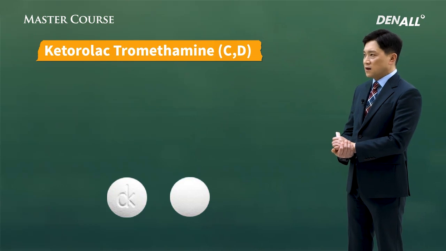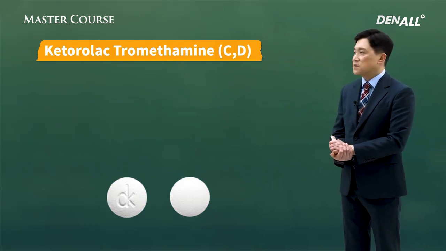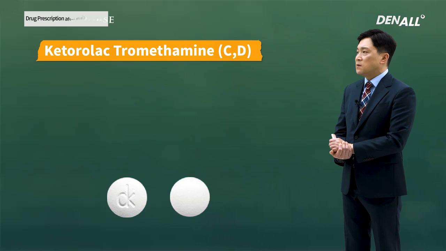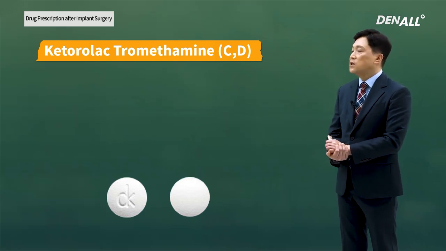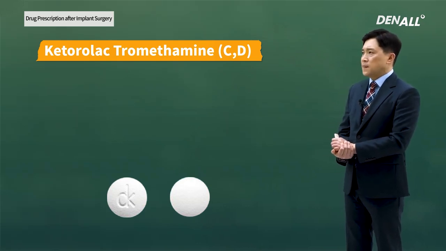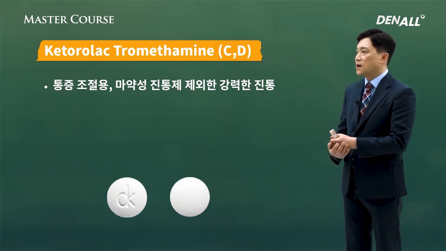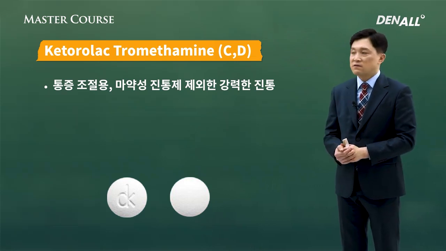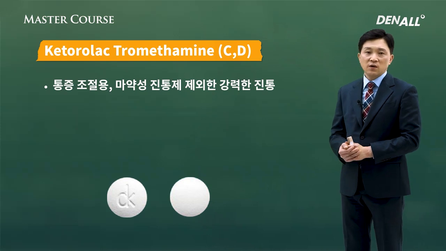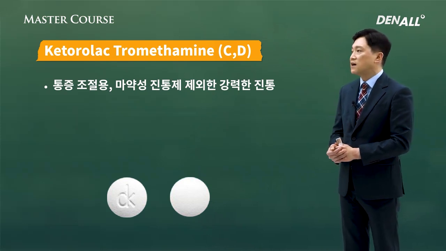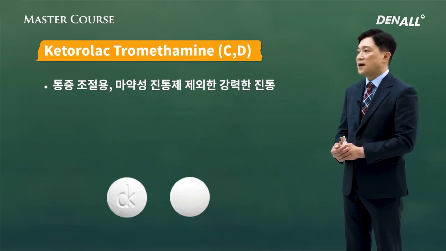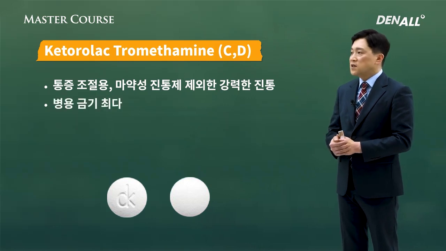Next, ketorolac tromethamine. Tarasin is a brand name. Ketorolac, compared to other NSAIDs, has a superior analgesic effect. So it is used to control pain, and it is the most powerful analgesic drug except opioid analgesics.